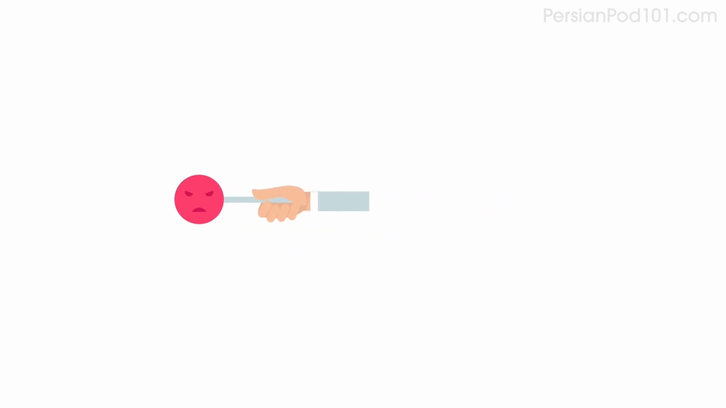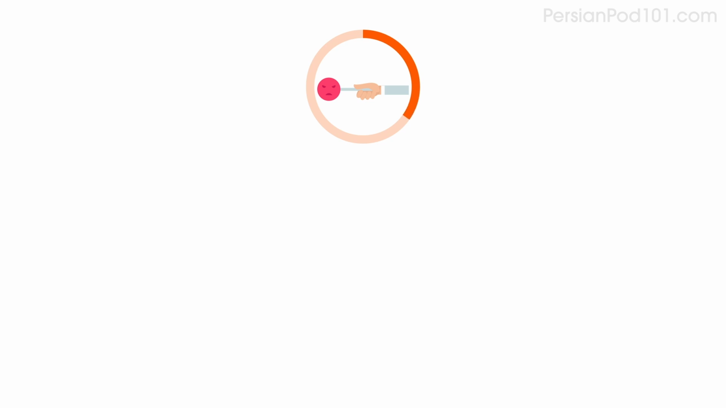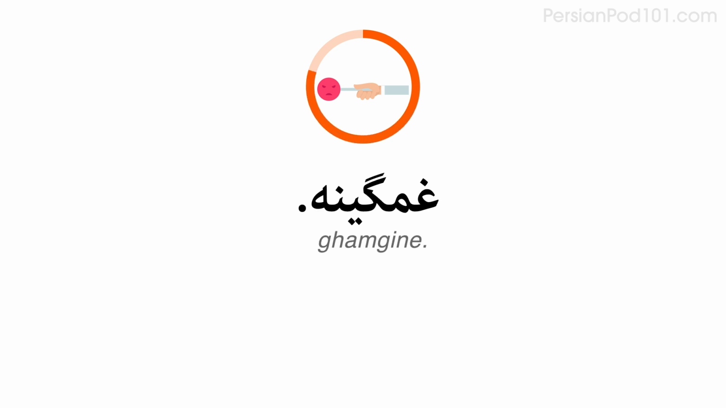Now imagine she's sad. Do you remember how to say sad? غمگین. Say, she's sad. غمگینه. Now, answer the question saying she's sad. حال مادرت چطوره؟ غمگینه.